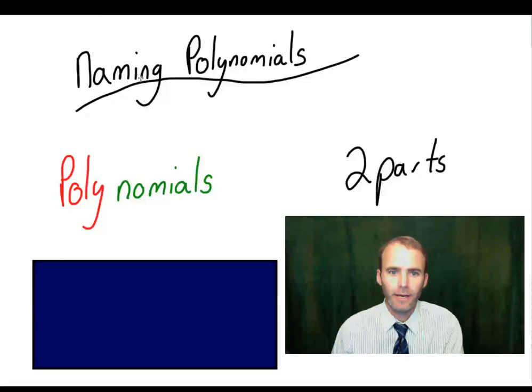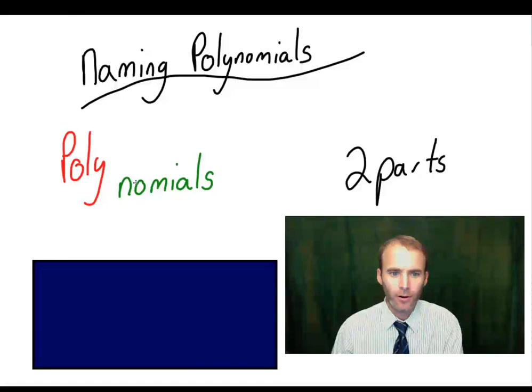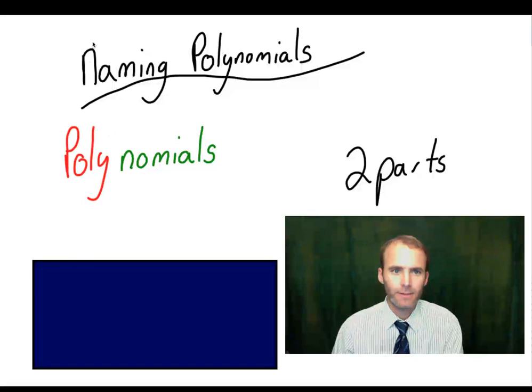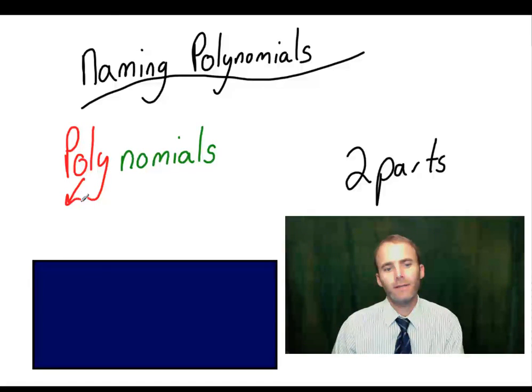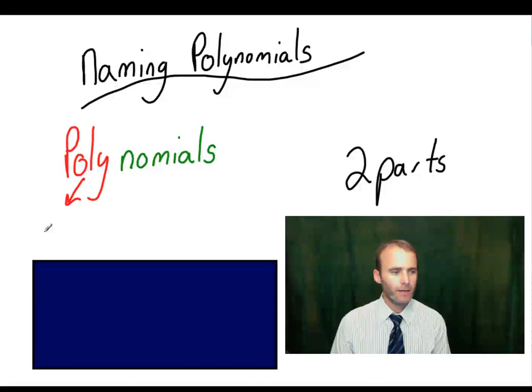Okay, class, so we're looking at naming polynomials. So that's our objective. And if we look at the word polynomials, what we see, it has poly and nomials. So what does this mean? Well, if you look at the word poly, you've seen this before. Polygons. Polygon is many sides or many angles for a gon. So poly just means many.